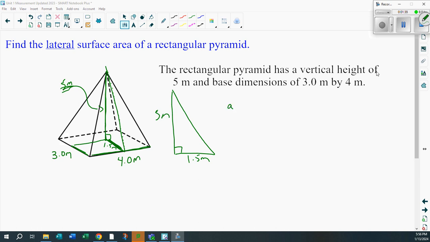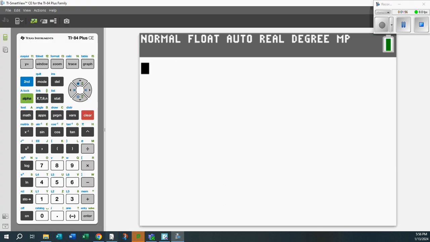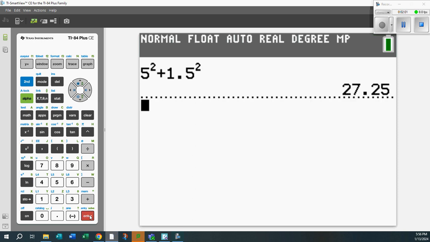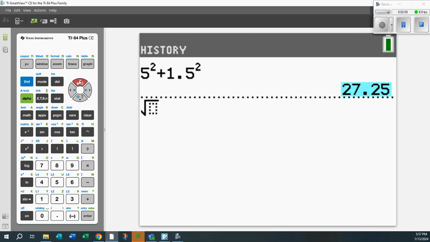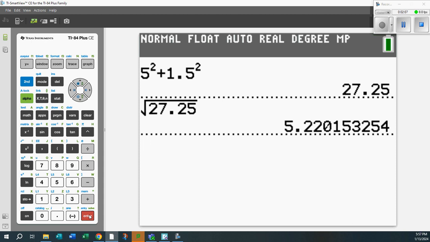A squared plus b squared, and I know it's the slant height, so let's just use s squared. So 1.5 squared is my slant height squared. Okay, let's do it. 5 squared plus 1.5 squared. Let's go, calculator. 5 squared plus 1.5 squared equals my slant height squared. So second square root, use the history button, punch it in there. There you go. I got 5.22.